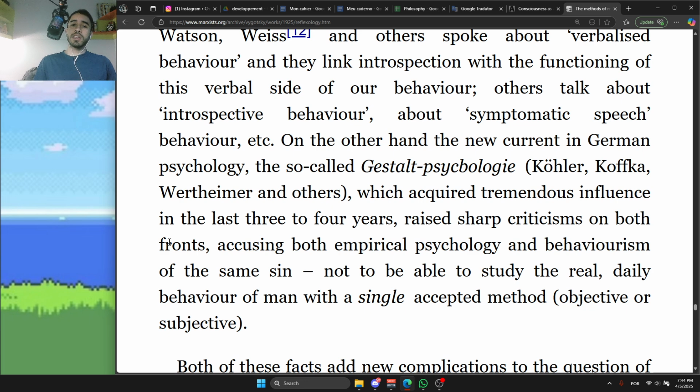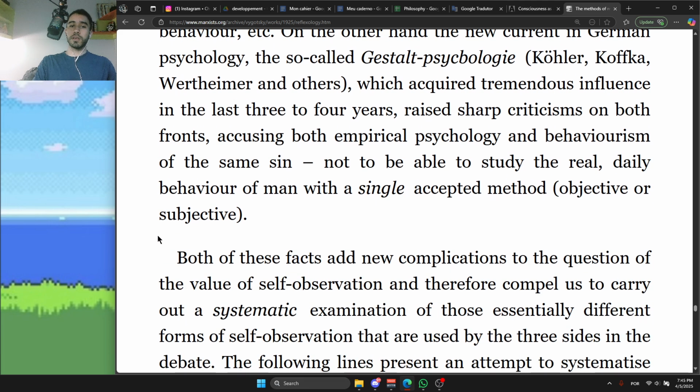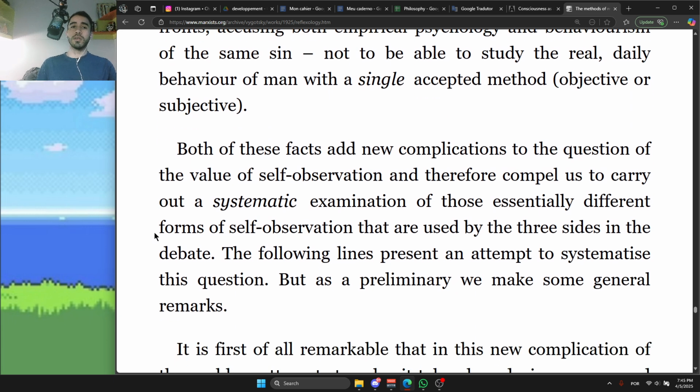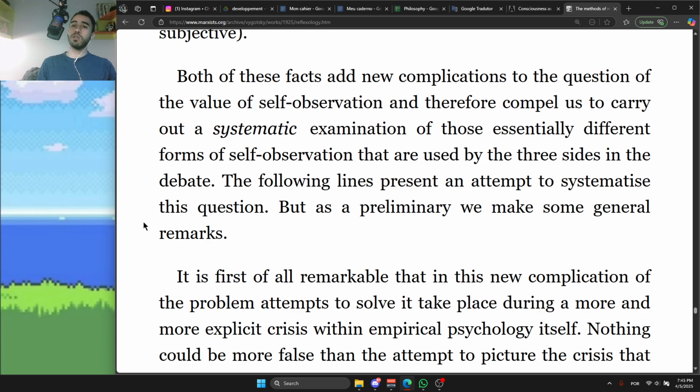On the other hand, the new current is German psychology, the so-called Gestalt psychology, which acquired tremendous influence in the last 3 to 4 years, raised sharp criticisms on both fronts, accusing both empirical psychology and behaviorism of the same sin, not to be able to study the real, daily behavior of men with a single accepted method, objective or subjective. Both of these facts add new complications to the questions of the value of the self-observation and therefore compel us to carry out a systematic examination of those essentially different forms of self-observation that are used by the three sides in the debate. The following lines present an attempt to systematize the question. But as a preliminary, we make some general remarks.